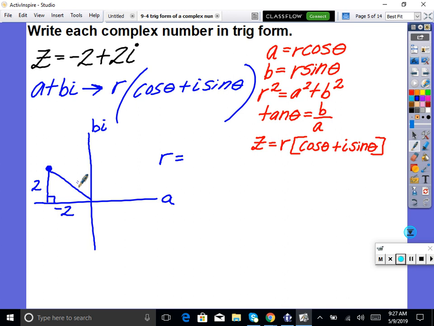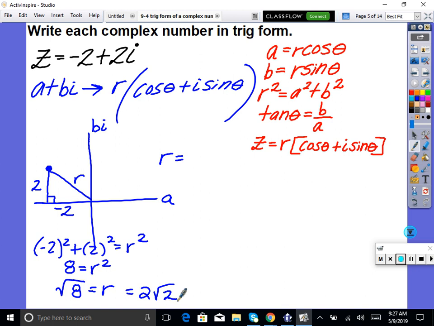Pythagorean theorem, isn't this the radius of our circle, everybody? So you'd say, okay, well, let's do it. Negative 2 squared plus 2 squared equals radius squared. 8 equals radius squared. Square root of 8 equals radius. So then doesn't that equal 2 root 2? So our radius is 2 root 2.